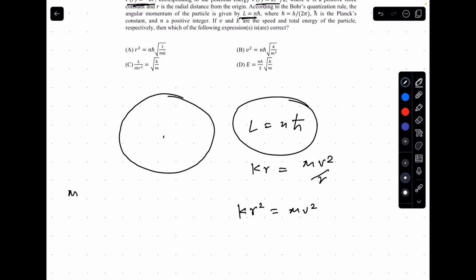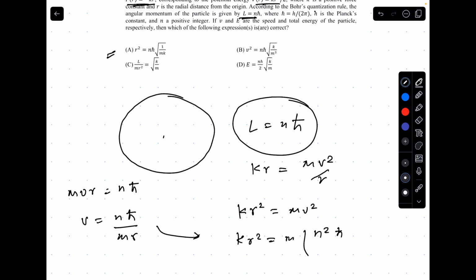Now next, using this I will get a relation. What is the angular momentum of a particle about the center? m v r, right? That is n reduced Planck constant. Okay, I need to find out the r. So I will find out the velocity value. Can I write it as n reduced Planck constant divided by m r? Is there any problem? Let us substitute that into this equation. So then we have k r square equals to m, and v square will be n square h square divided by m square r square.